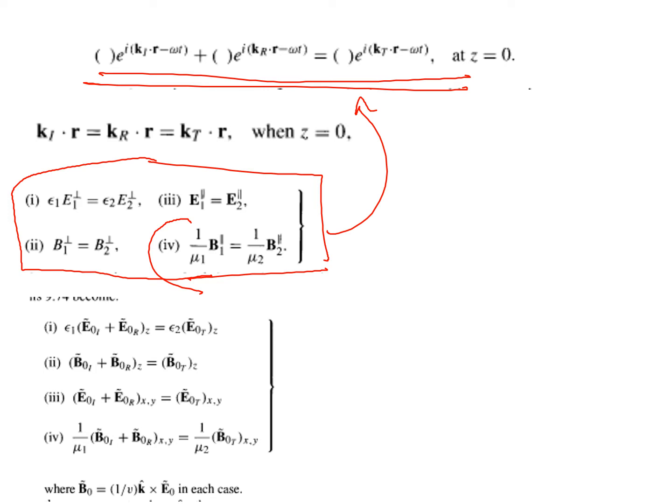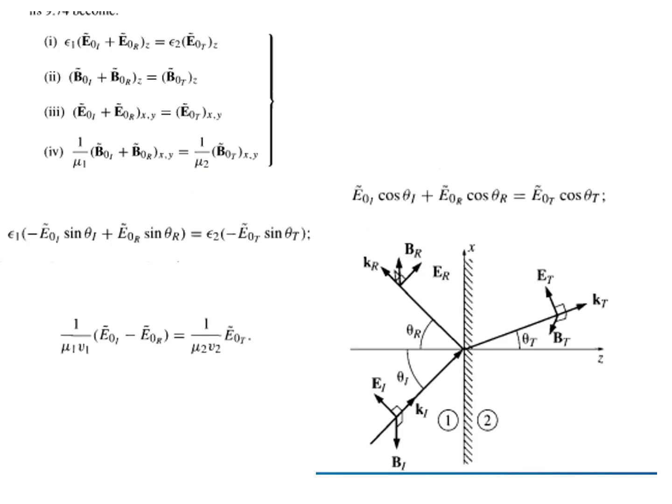Where we used B0, instead of B0 we can use 1 by V times K cap cross E0. Yeah, these are the component representations also. Evidently the component representations are shown here. Now you can see these are the z component. So epsilon 1 times minus E0 I sin theta I plus E0 R sin theta R.